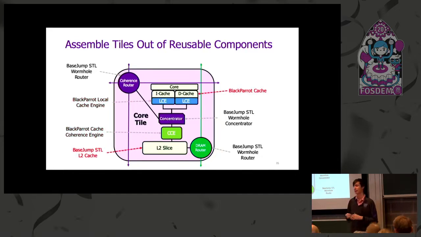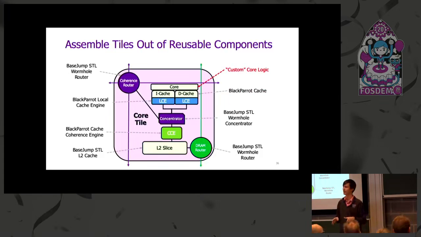There's also BlackParrot's deeply integrated L1 caches and distributed L2 cache, which provides fast, performant on-tile memory. And last is the actual BlackParrot core logic. And this is the only custom logic in the tile. Everything else here is reused with other components. In fact, anyone who has their own RISC-V software, please come talk to me after this. We'd love to integrate more cores into the BlackParrot family.